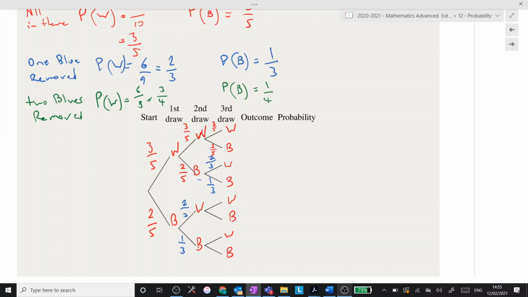Everyone else happy with that? Not that I care. So we go and have a look. Where was the second blue pulled? Well, here. So we've got 3 over 4. I've got 1 over 4.